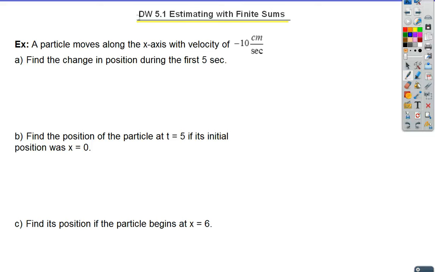Alright, so here we go. Let's just start off and see where we go from here. In this example, we're going to have a particle moving along the x-axis with a velocity of negative 10 centimeters per second. Let's go ahead and graph that out real fast. Here is velocity, and it's a constant negative 10 centimeters per second. Here is my time measured in seconds, and it's constant, so it's just going to be just like that.